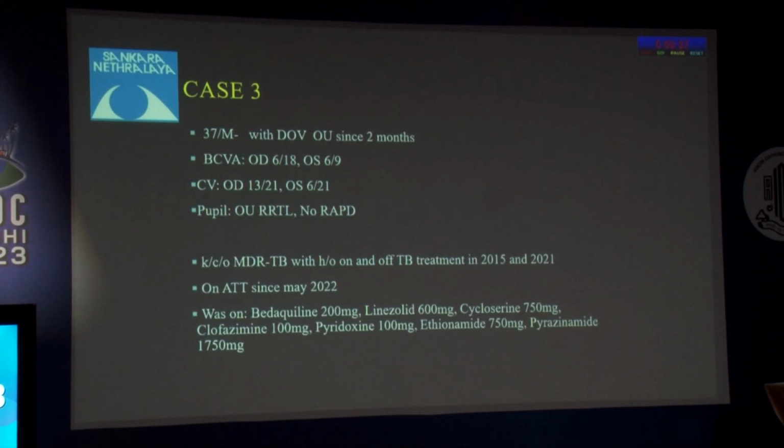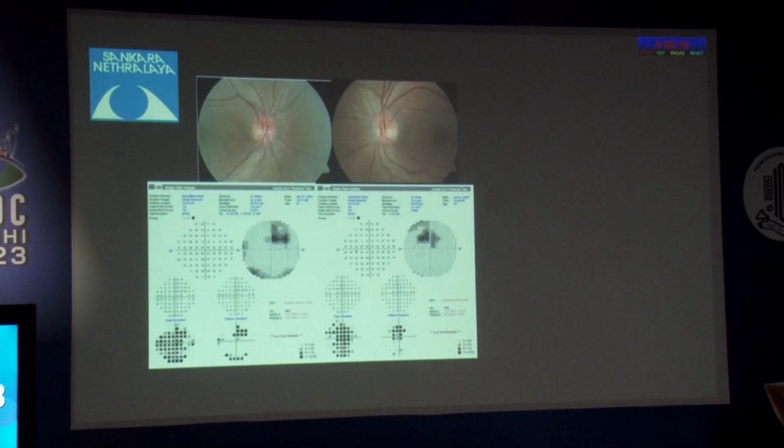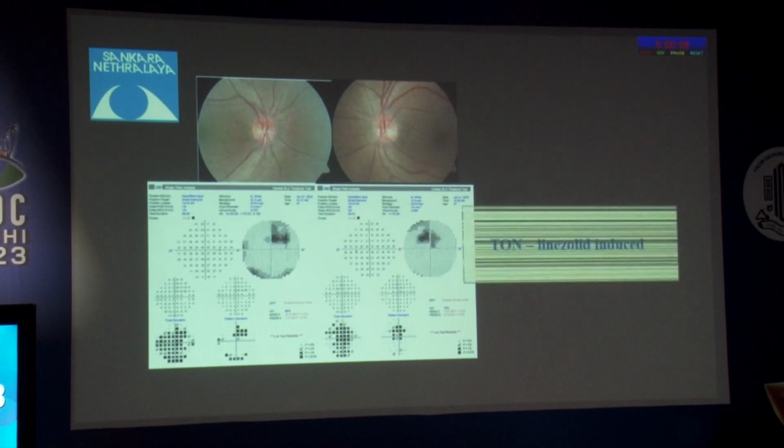And this time he was on second line drug treatment because he has already completed the first line and he is senior in the treatment. So now he's moved on to the second line. So this is the disc. He had a very crowded, very subtle disc, but still it was pink. And you could see central scotomas in both the eyes.